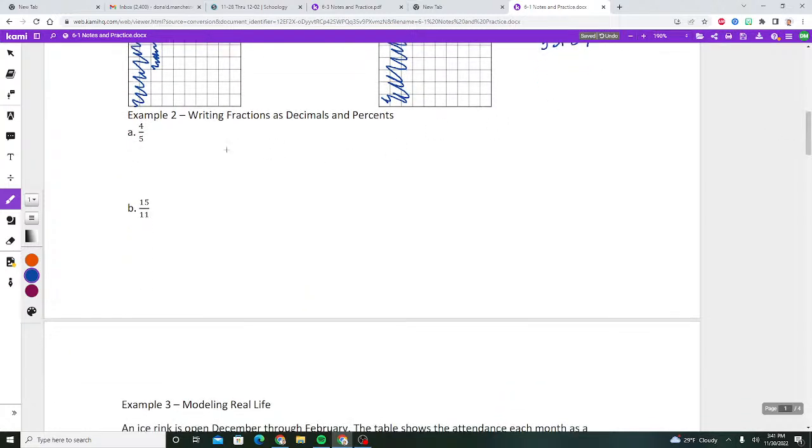Writing fractions as decimals. Well, to write a fraction as a decimal, we just divide the numerator by the denominator. So that's 4 divided by 5, which is 0.8. But then we're also asked to change this to percent. So we take the 0.8 and multiply that by 100, which means we move the decimal right 2 places. So that's going to be 80%.